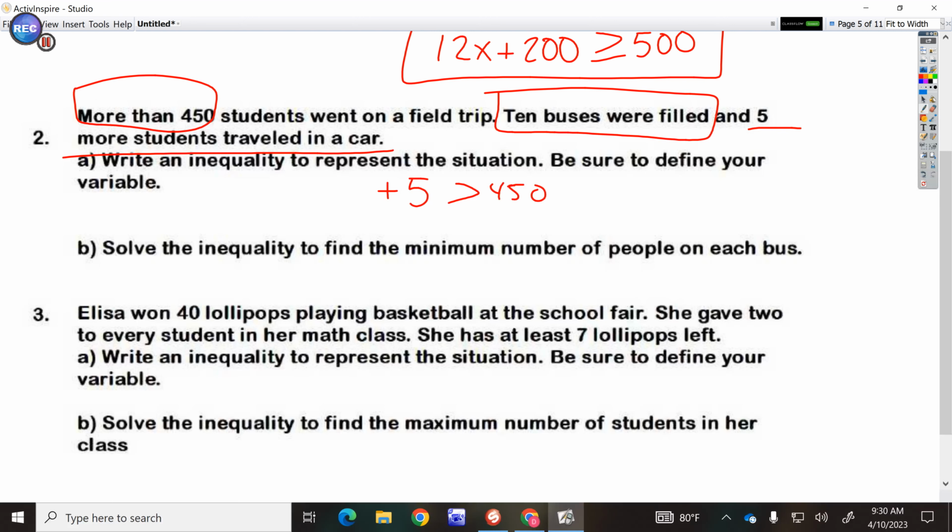So far, so good? Now, how do I know the buses have the variable? Because we don't know how many kids fit in each bus. That's why we need a variable for it. That's it. Because it says 10 buses.